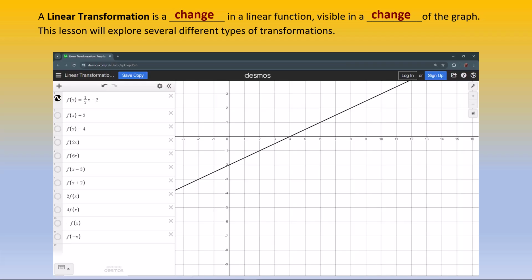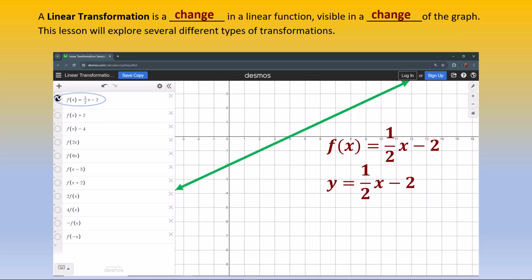We start with this example in Desmos of the line represented by the function f of x equals 1 over 2x minus 2. Remember that f of x is another notation style used to represent y, a way of naming the function in a more unique way. The slope-intercept form being y equals 1 over 2x minus 2. The line representing this function is what you see here, passing through the point -2 on the y-axis, going up 1 and over 2 each time for the slope.